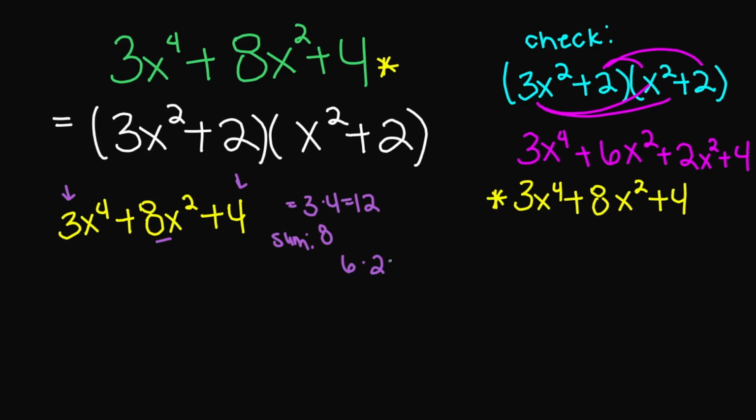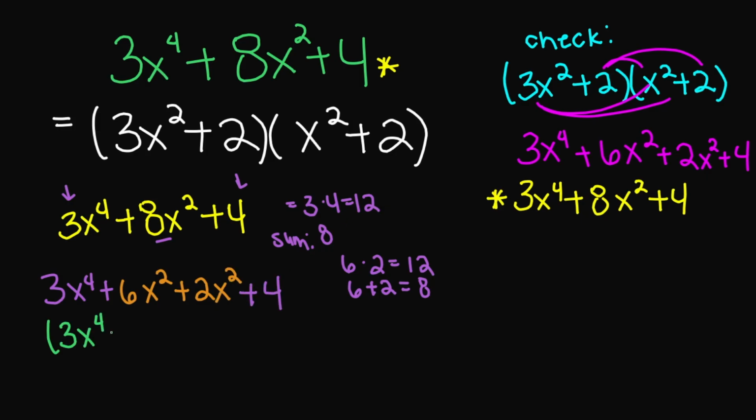Those two numbers are going to be 6 and 2. So if you multiply 6 times 2, that's going to give you 12. And then if you add 6 plus 2, that's going to give you 8. So that's perfect. This is what we're looking for. Now we're going to split up my 8x squared. So we have 3x to the 4th. I'm going to split up my 8x squared. So that's going to be 6x squared plus 2x squared, and then plus 4.